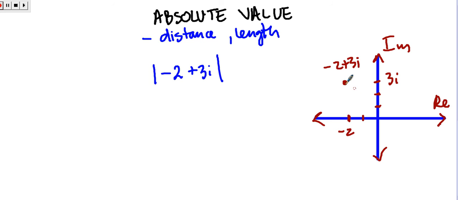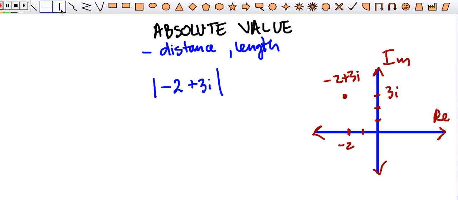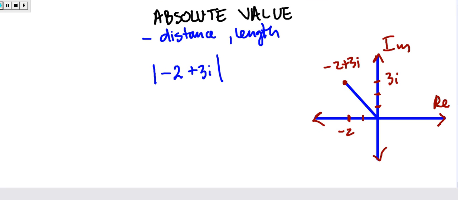And someone wants me to find the length. Well, length of what? We only see one dot. The length of the line that's going from the middle of the graph towards the number itself. That's what the absolute value of a complex number means. Okay, and to do that we're going to use the Pythagorean theorem from geometry.